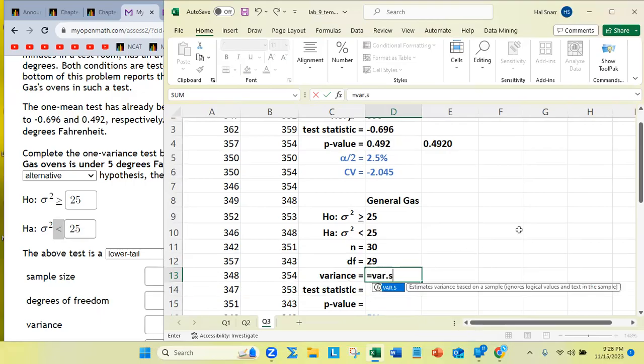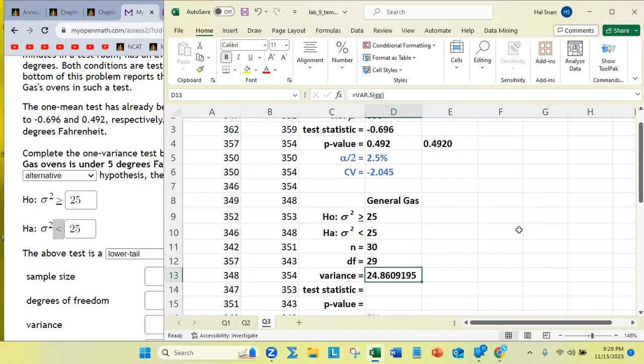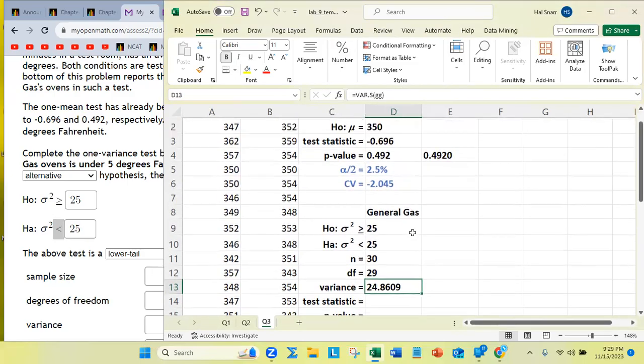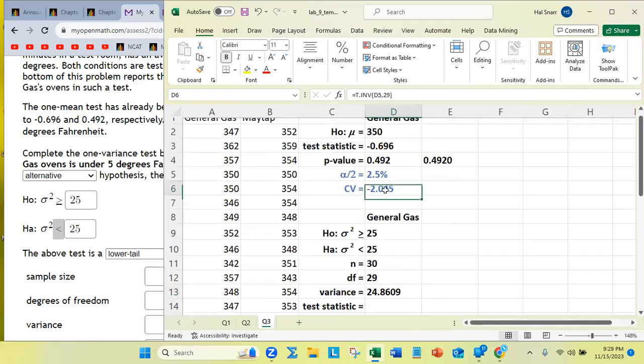VAR.S, and then we'll do GG for general gas, right? This is the variance of the sample, because we don't know the population variance, but we know the sample, so we can calculate the sample variance. That's why we had to use a t-distribution up here, right?